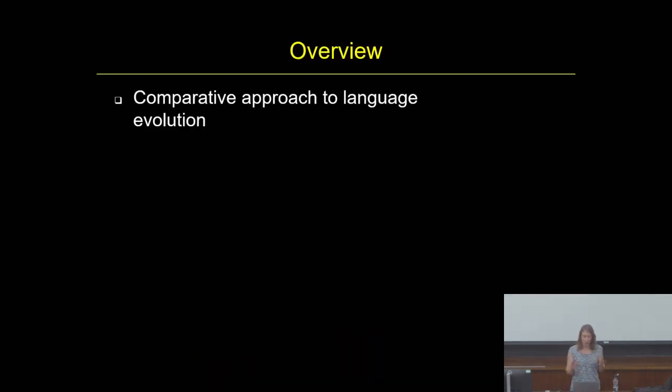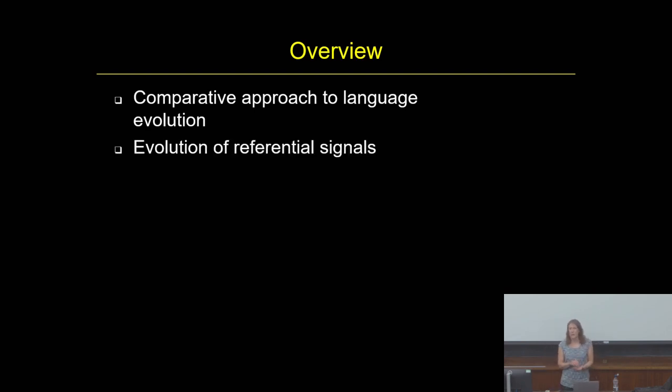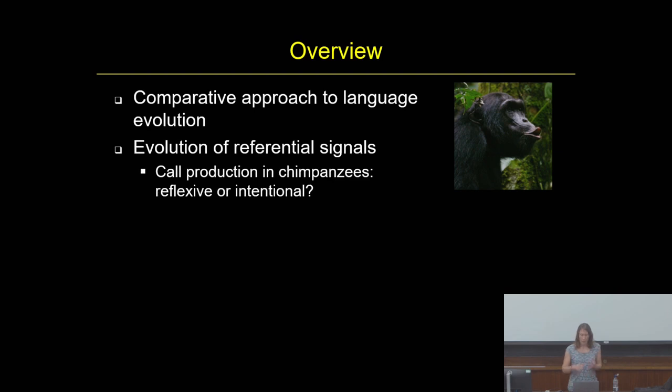Okay, so to give you an overview of the talk, I'm going to start just by explaining why I think looking at chimpanzees and bonobos can help us to understand the evolution of our own communication system, language. And then specifically look at a type of signal that is very important to our linguistic system, which is referential signals. And so then within that, I'm going to look at functionally referential calls in our closest living relatives, and we're going to look at it from two perspectives.